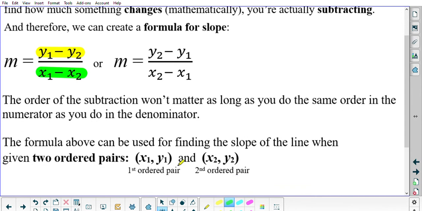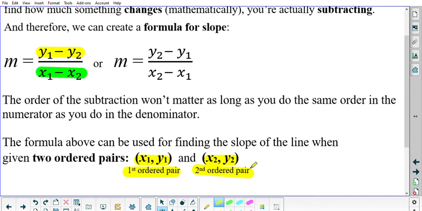Now, if you still don't understand what I mean by having two different x's and two different y's, let me make sense for you on this idea. Follow along. The formula above can be used for finding the slope of a line when you're given two ordered pairs. The first ordered pair is what we call the x and the y with the ones, because it's the first ordered pair. But the second ordered pair is when we say the x and the y are the x2 and y2, because it's the second ordered pair, so it gets the 2's.